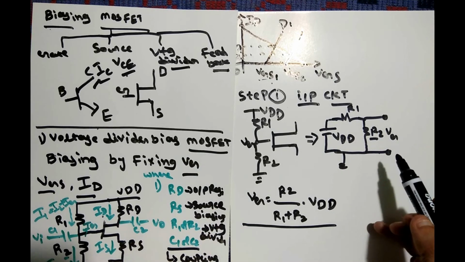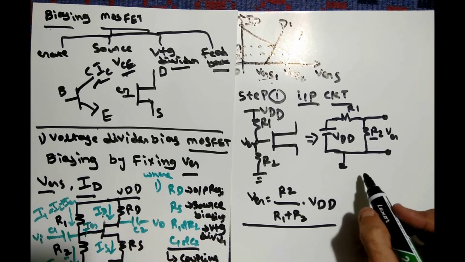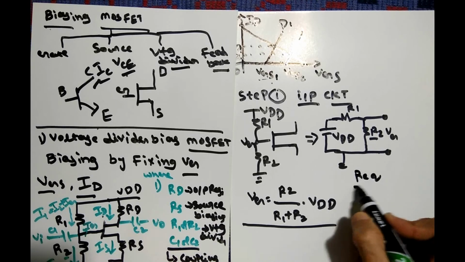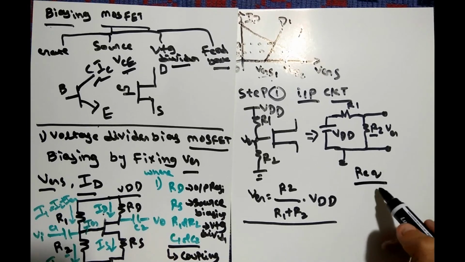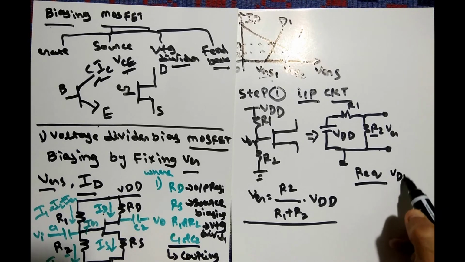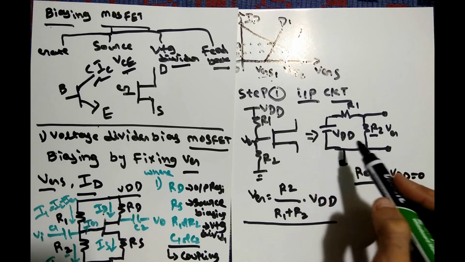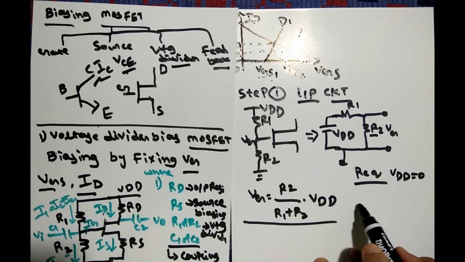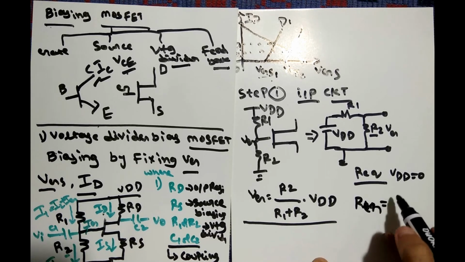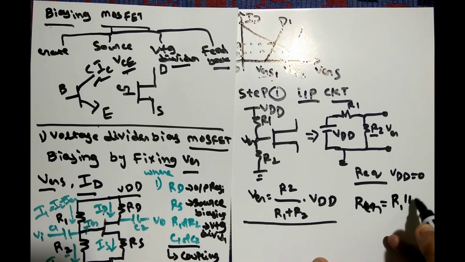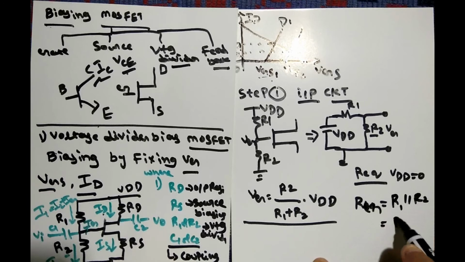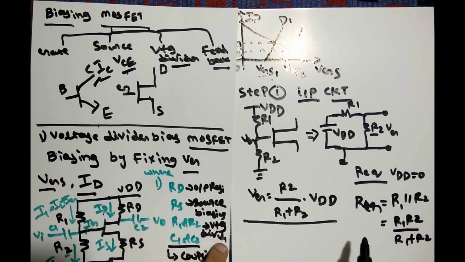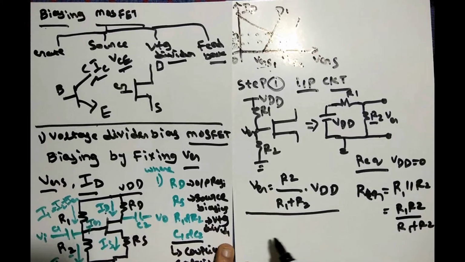In a similar way, we have to calculate the total resistance, R equivalent. So how to calculate R equivalent? From Thevenin's theorem, we know that when you're calculating R equivalent, we make VDD equal to 0, the input is 0, we short all the voltage sources, and then R equivalent, or we can call it R Thevenin, RTH, is nothing but R1 parallel to R2. So our formula is R1 into R2 divided by R1 plus R2.